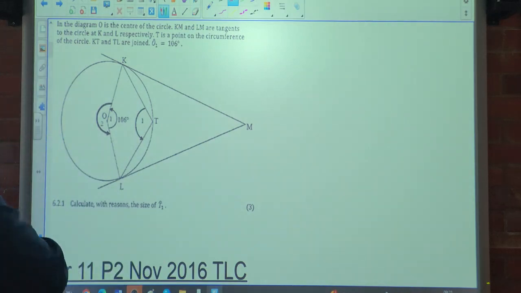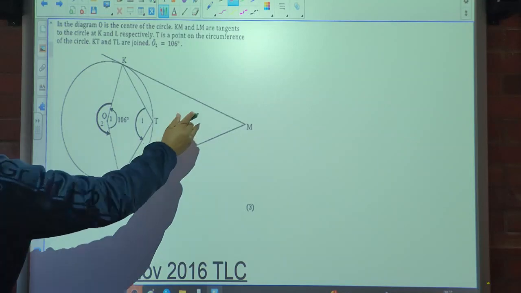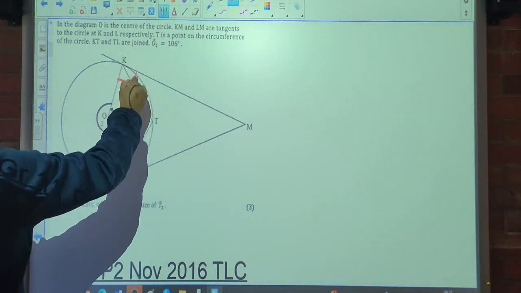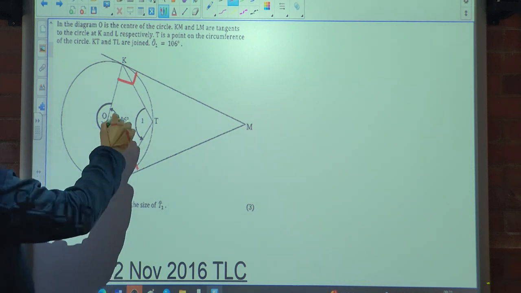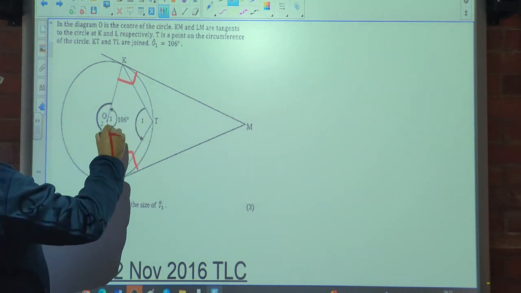Then we are told that MK and LM are tangents to the circle. People, this is a tangent, what do we know? This is going to be 90 and that's 90. Why? Why are those two angles 90? Radius perpendicular to tangent, yes. So if those angles are 90 and 90, what do we know about this quad?